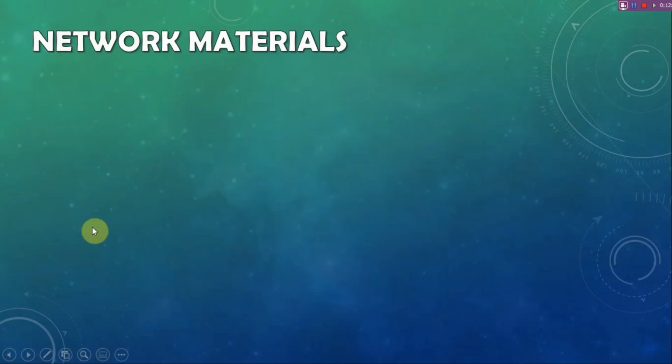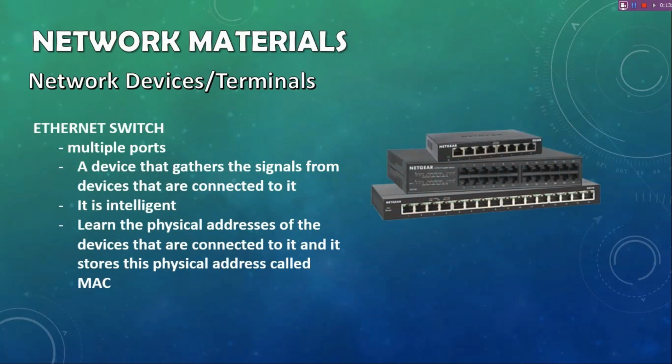Okay? Next, Ethernet switch. Unlike a hub, a switch is intelligent. A switch can actually learn the physical addresses of the devices that are connected to it, and it stores these physical addresses, called MAC or Media Access Control addresses, in its table. MAC or Media Access Control is a unique number that is stamped into every NIC. When a data packet is sent to a switch, it's only directed to the intended destination port. Unlike a hub, which broadcasts the data to every port.